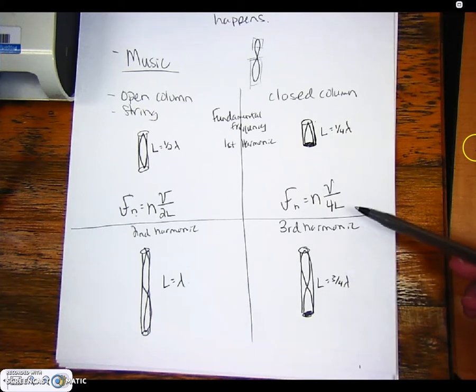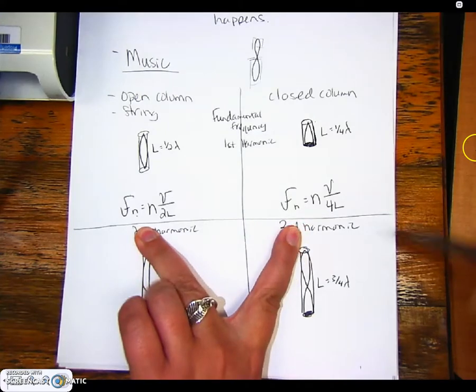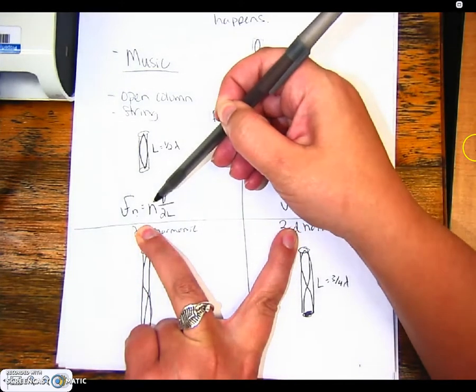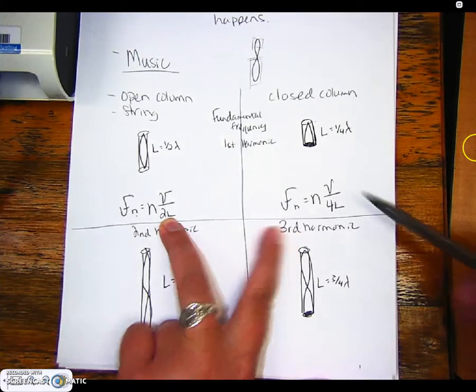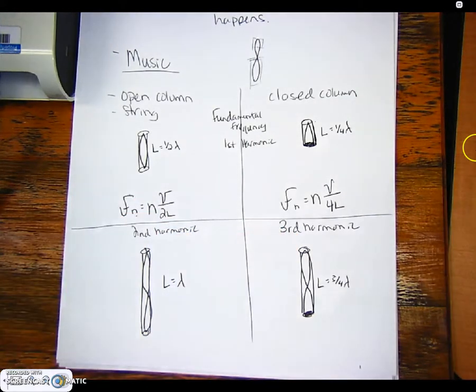If we want to solve for any velocity, wavelength, or length for any harmonic, we can use either one of these equations, where f is the frequency, n is the harmonic number, and L is the length of the air column, right? And then v obviously would be the velocity of the sound.